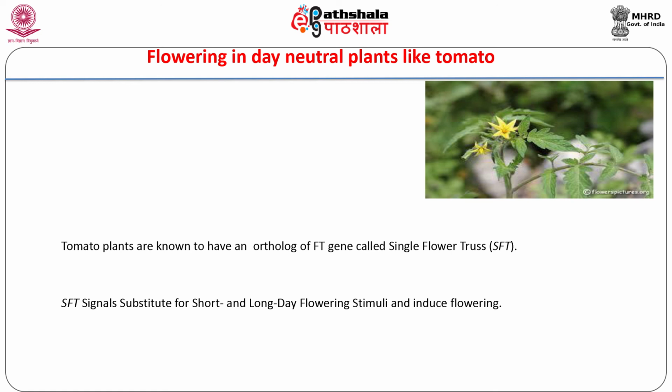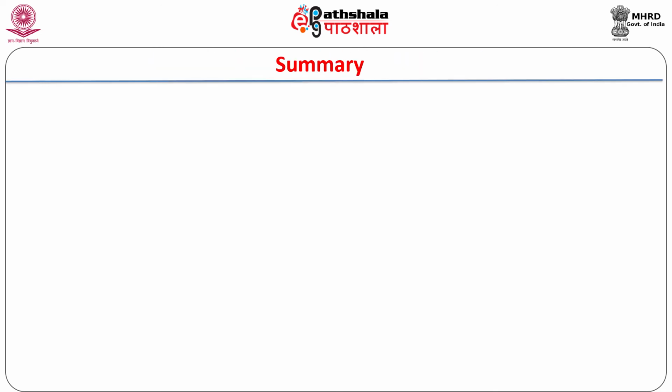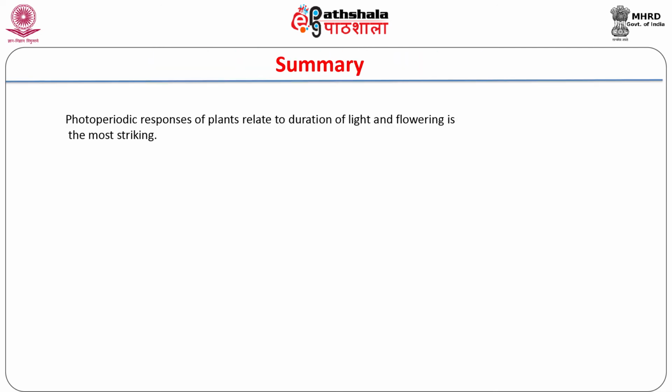Hence, light signals interact differently to regulate the flowering response in short day, long day, or day neutral plants. However, the downstream regulatory factors that lead to the formation of floral meristems are similar. Action of these downstream genes is independent of the photoperiod. We shall now summarize what we have learnt in this module. We saw that photoperiodic responses of plants relate to duration of light. A striking light duration dependent response is flowering.